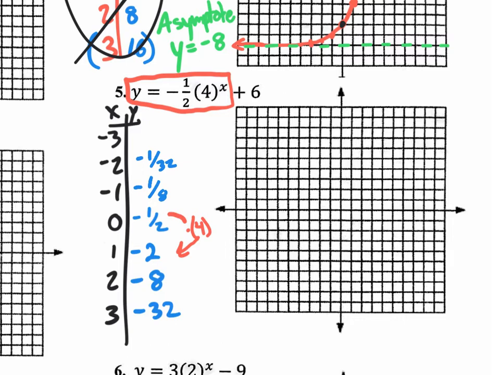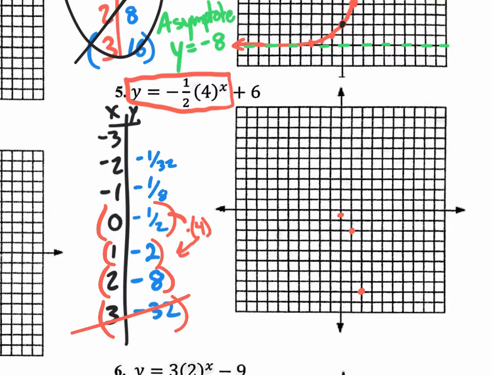So let's graph this parent graph. The first coordinate is (0, -1/2). (0, -1/2) is right there. The next coordinate is (1, -2). (1, -2) is right there. The next coordinate is (2, -8), which is down here, almost off the graph. And obviously, I'm not going to graph (3, -32). That's way off the graph, so I'm not even going to bother with it.